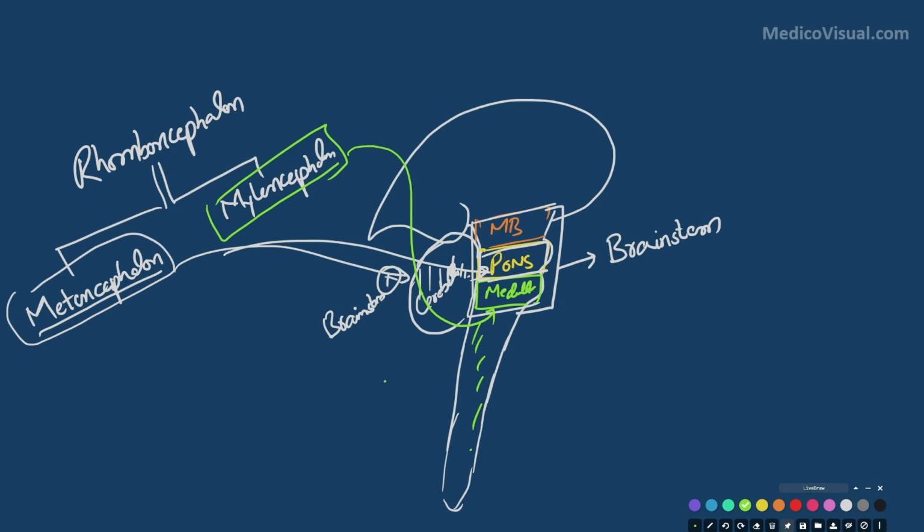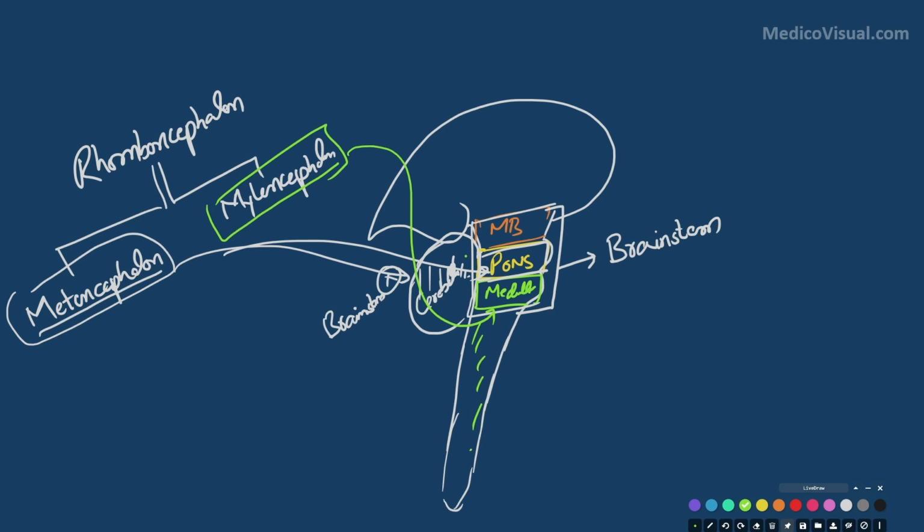And midbrain is derived from mesencephalon, which is a separate brain swelling that we will discuss in detail later, how the brainstem develops. But keep in mind that the cerebellum, although it's a higher center, is also derived from the rhombencephalon, specifically from the metencephalon part of the rhombencephalon.